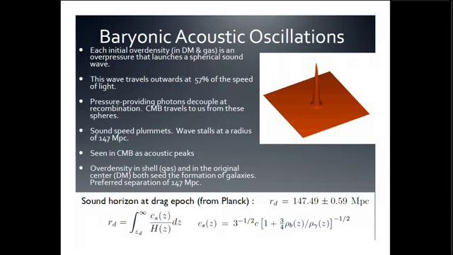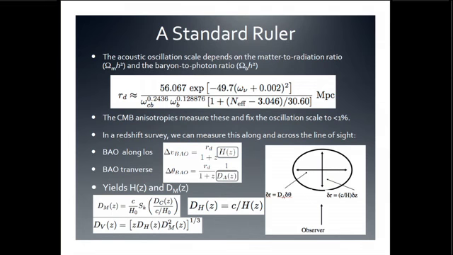But it turns out you can measure it also in galaxy clustering. It turns out this is a standard ruler. This baryonic acoustic oscillation scale is a standard ruler because we have measured its physical scale using the CMB. And then we can determine this standard ruler. We can measure it up in the sky in the galaxy distribution.